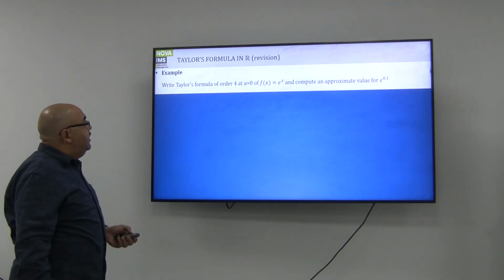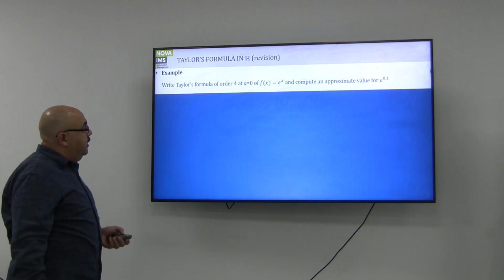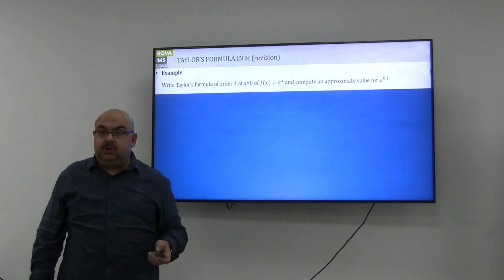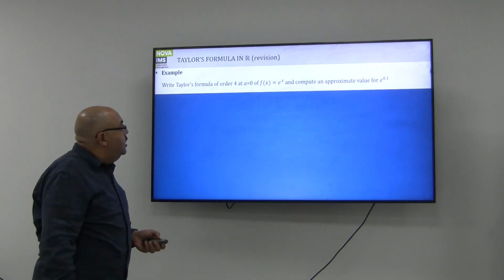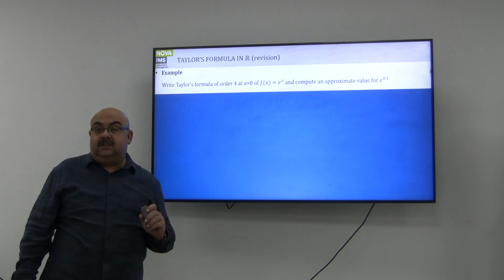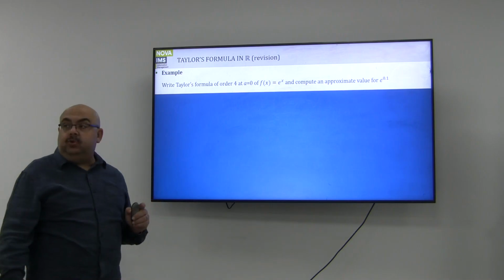This is a very nice problem. He wants you to write Taylor's formula of order 4 at a equal to 0, which means Maclaurin expansion, for the function f of x equals e to the power of x, and he wants you to use this polynomial to approximate the value at 0.1.